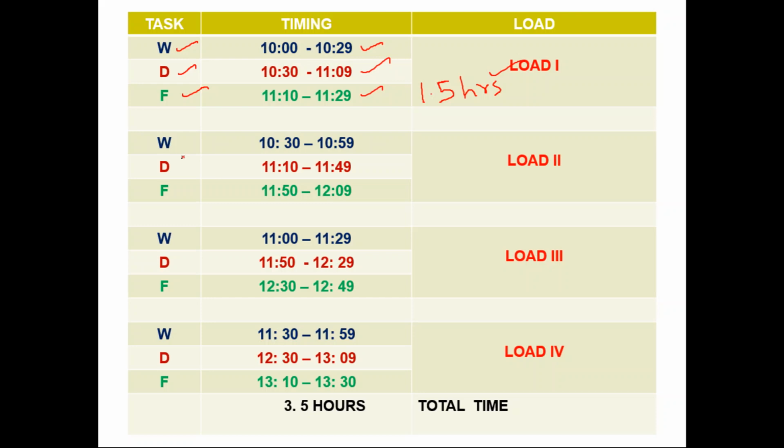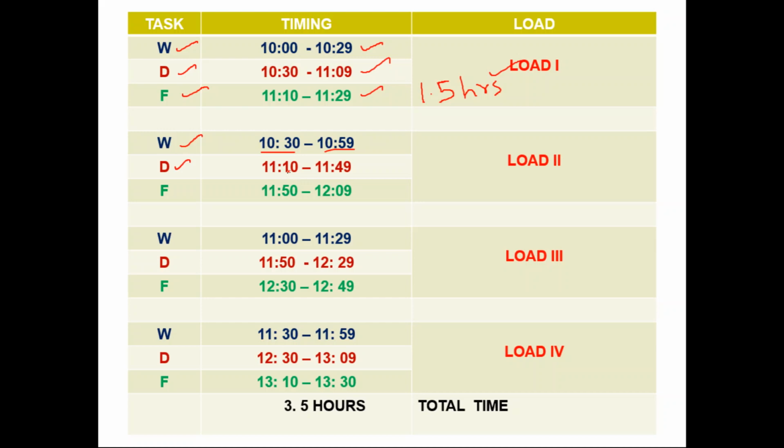But see the second load. The washer is free at 10:30. The first load is taking up to 10:29, but by 10:30 the washer is free. So the second load can be washed during that time. So from 10:30 to 10:59 the second load got washed. But you cannot start drying at 11 because the dryer is still occupied by the first load. It will be free only after 11:09. At 11:10 the second load's drying process can be started.